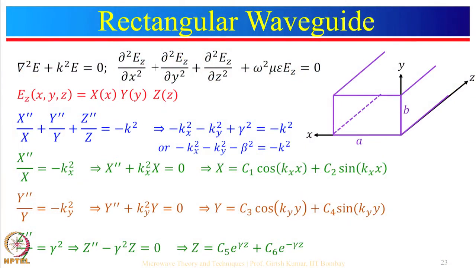In rectangular waveguides, there are four finite metallic plates, of which two metallic plates are in the YZ plane and those plates are separated by a distance a in the x direction, and the two metallic plates are in the xz plane, which are separated by a distance b in the y direction.